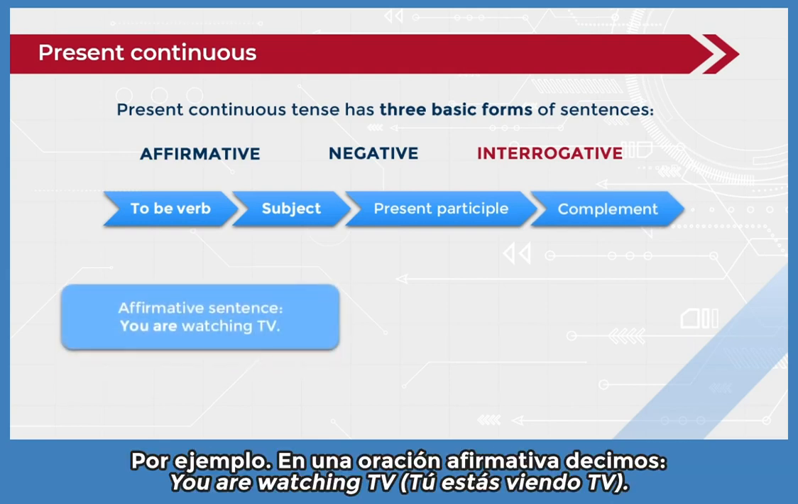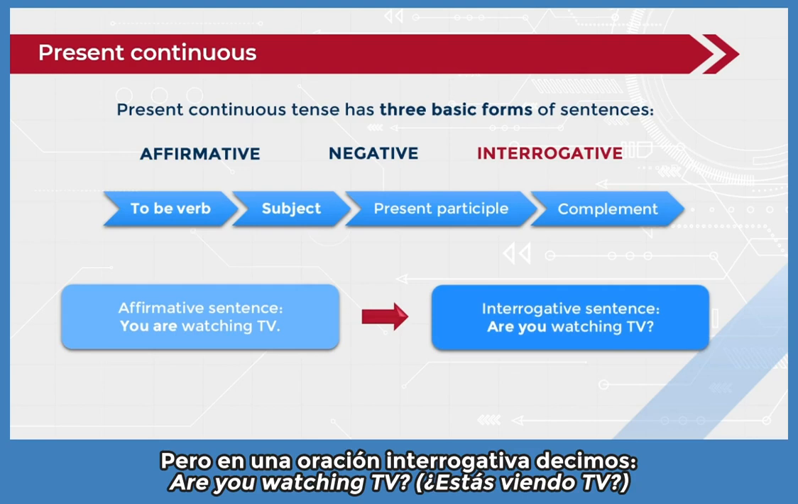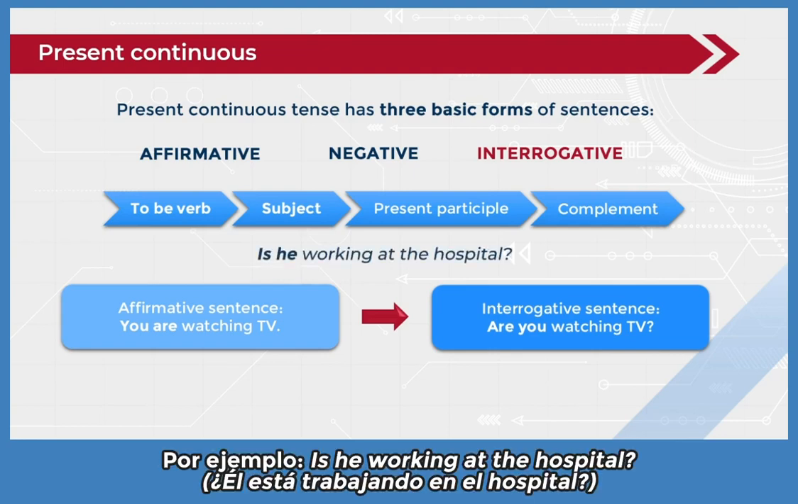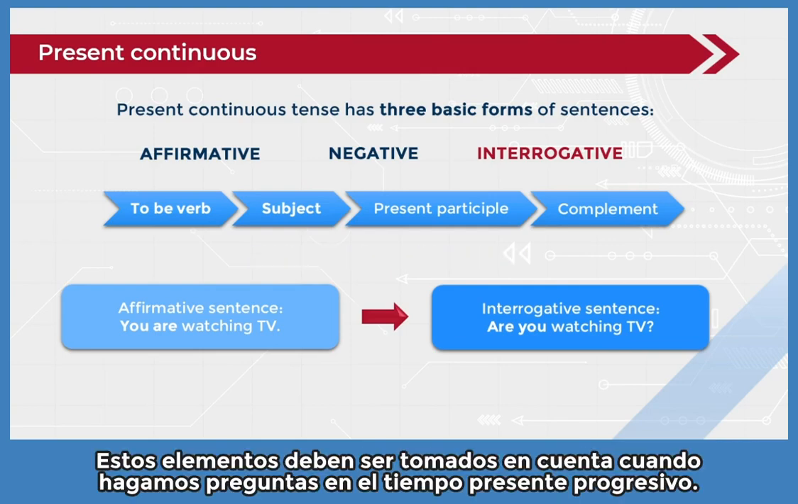For example, in an affirmative sentence, we say, "You are watching TV." But in an interrogative sentence, we say, "Are you watching TV?" In this case, you must be careful with the verb to be, which depends on the subject. For example, is he working at the hospital? Or are we working at the hospital? These elements must be taken into account when asking questions in present progressive tense.